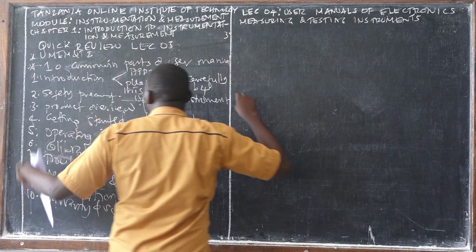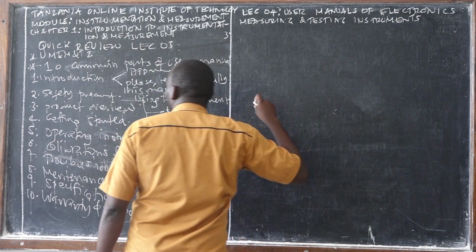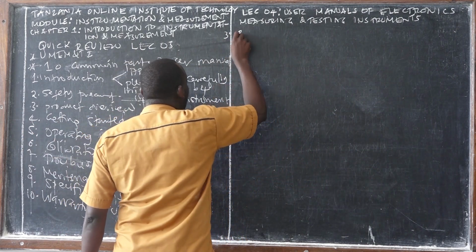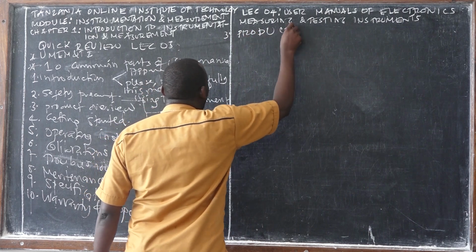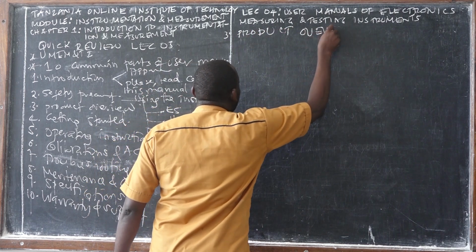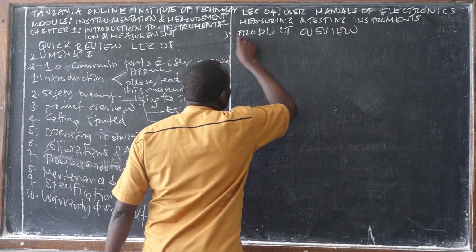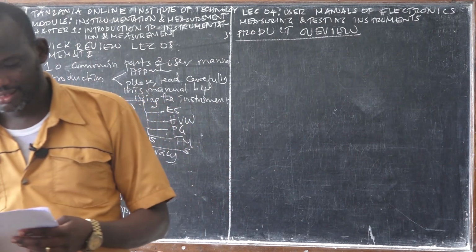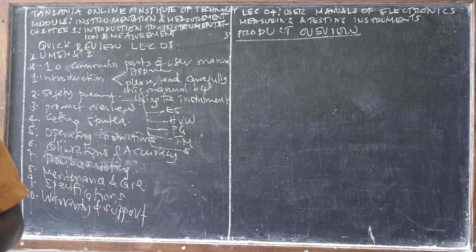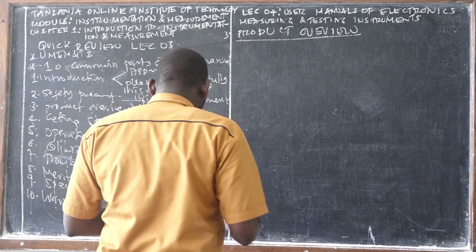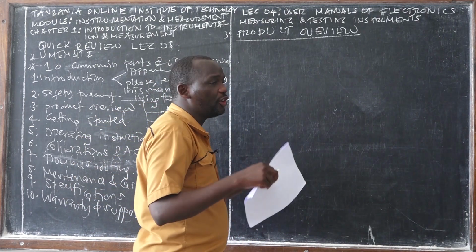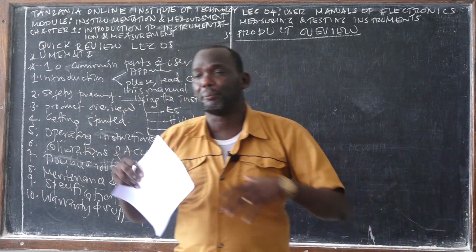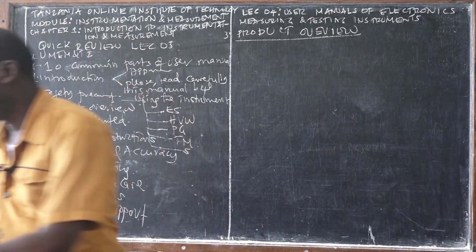What is the name of the third part? Again, say it loudly, product overview. Well, this is very important because it is the part that gives you a brief description about the instrument.